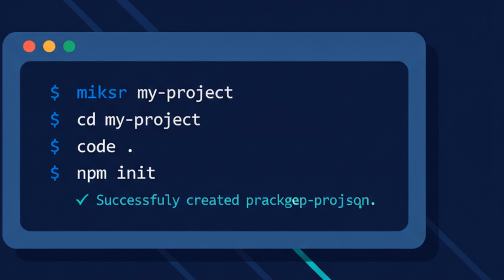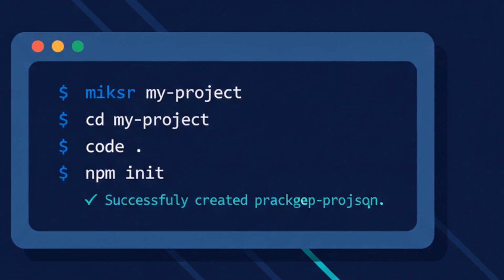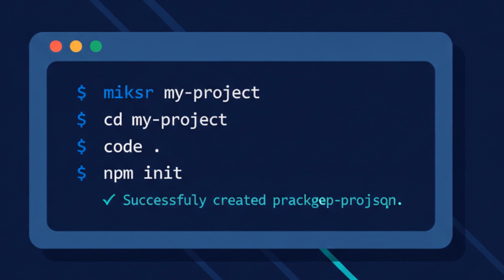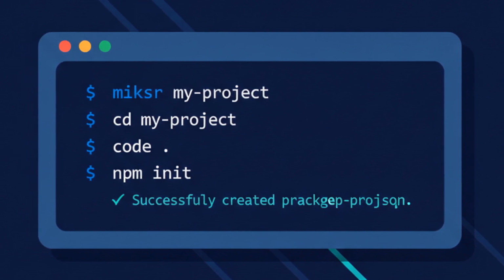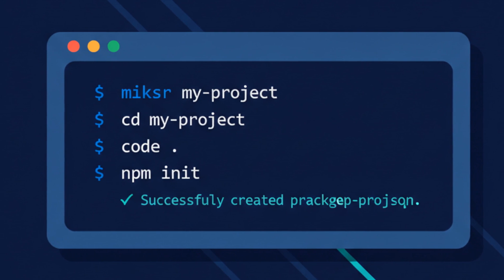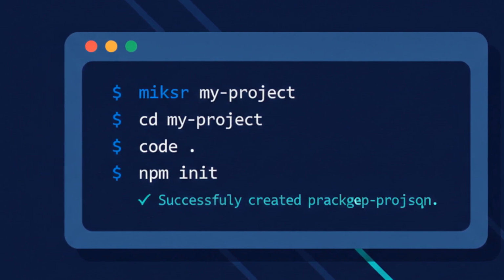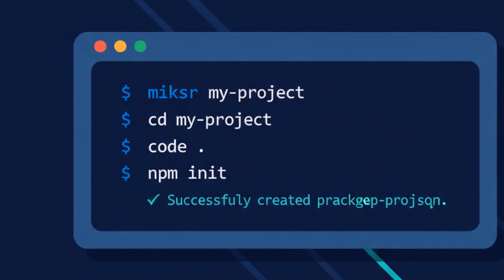Let's create a home for our project. In your terminal, make a new folder, step into it, and open it in VS Code with a single command, code dot. That dot means open the current folder. Now we initialize the project with npm init -y. The -y just accepts all the defaults. This creates a package.json file, the control center that tracks everything our project depends on.